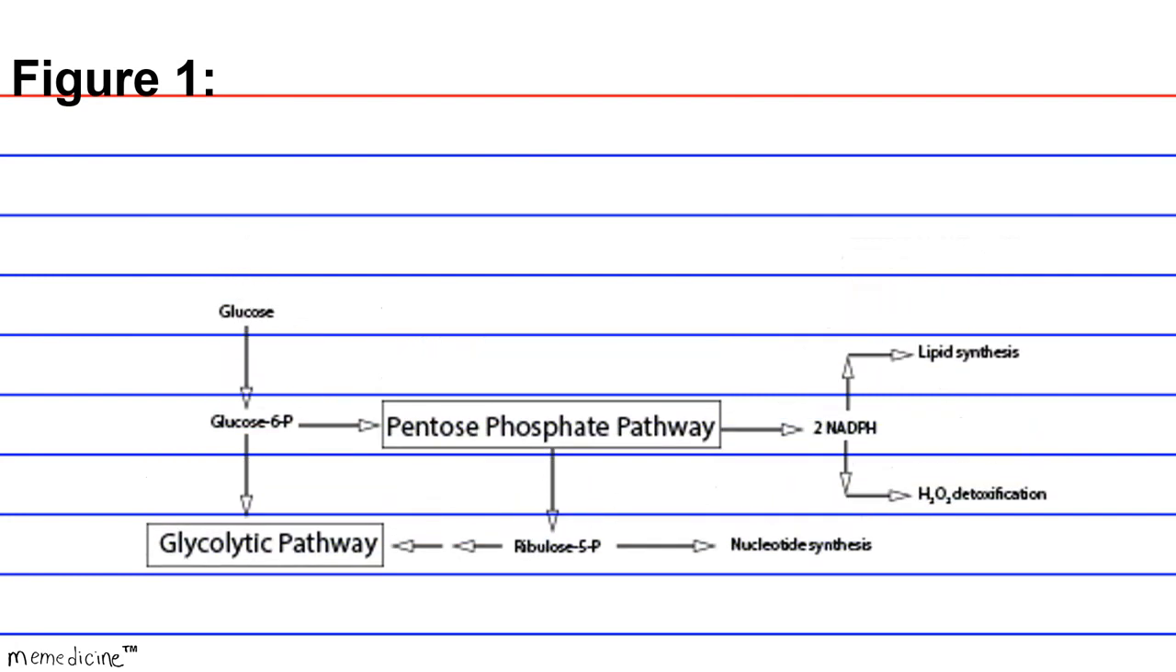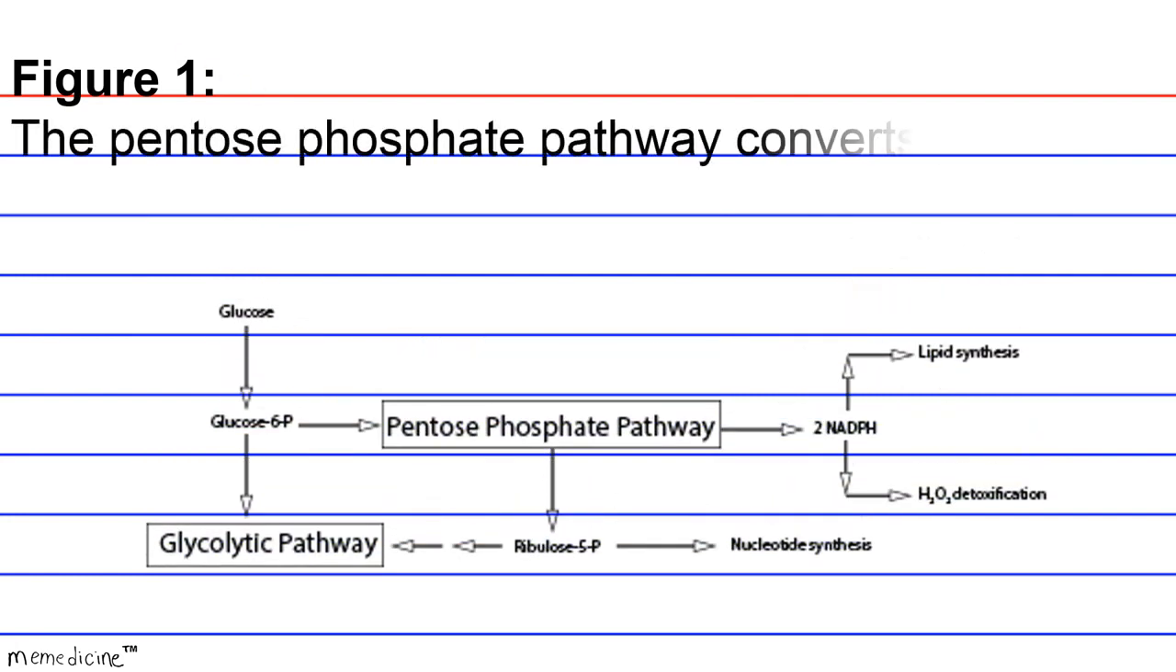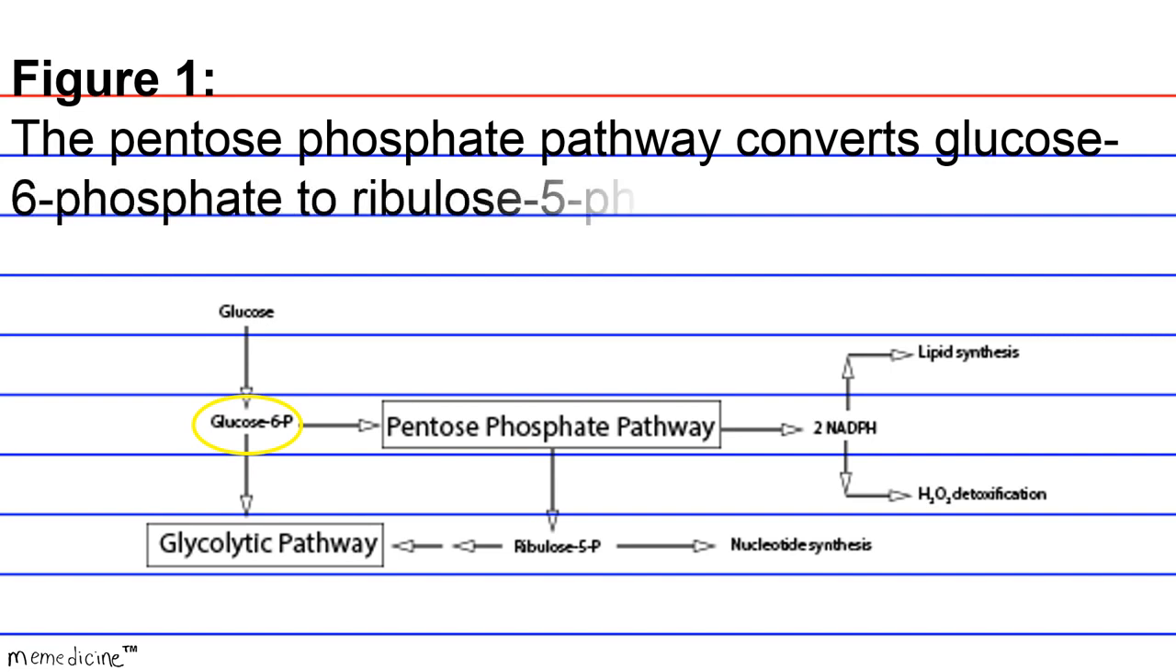Figure 1. The pentose phosphate pathway converts glucose 6-phosphate to ribulose 5-phosphate and NADPH.